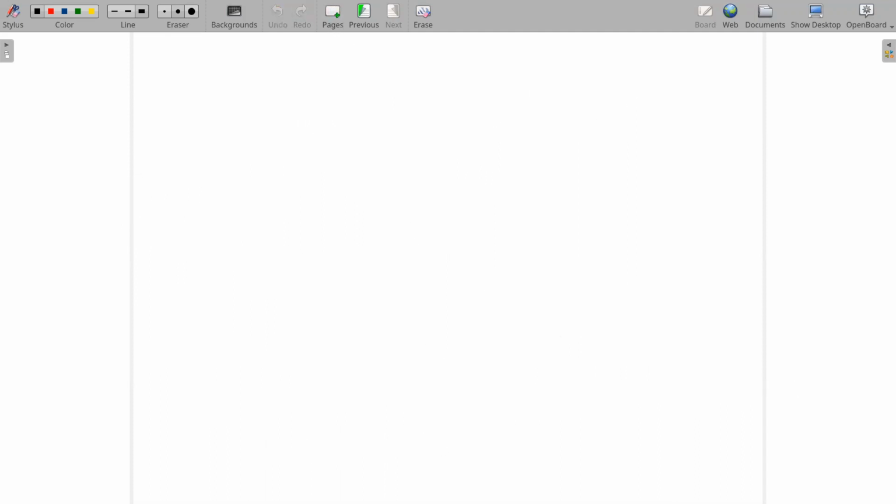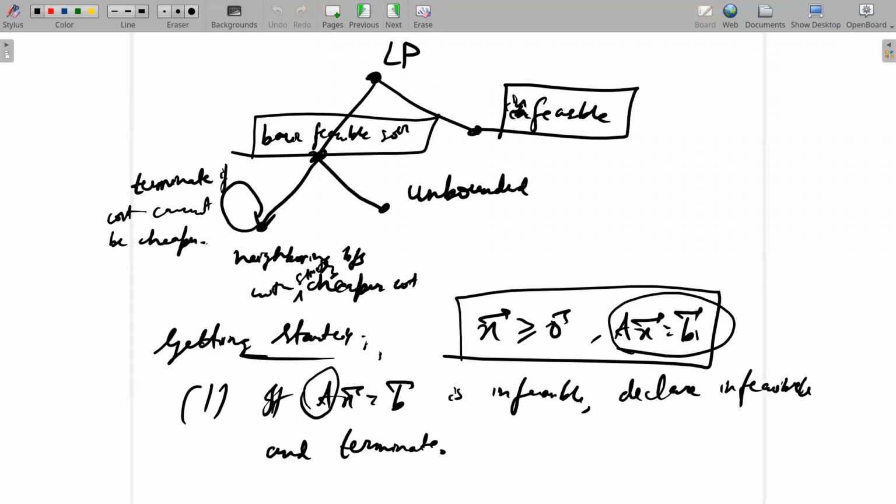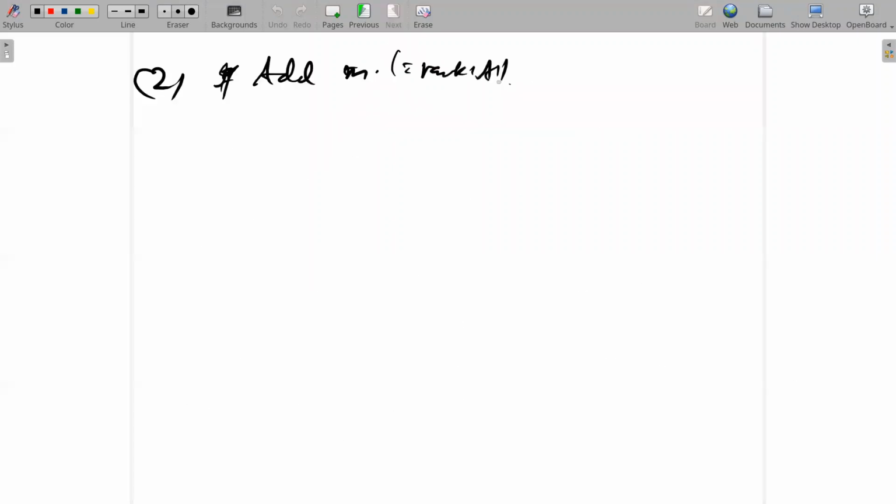Now if it is feasible, we'll add some dummy variables. So add m, where m is the rank of A. So we have already seen that if it is feasible, then you just remove all those dependent rows, and so you can always assume A has full rank. So add m artificial variables.